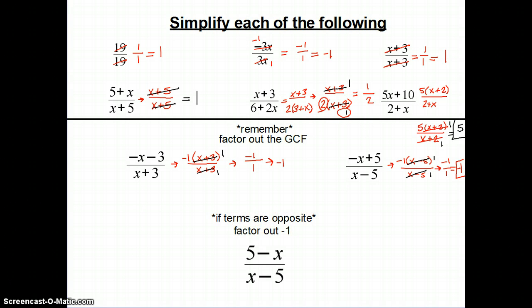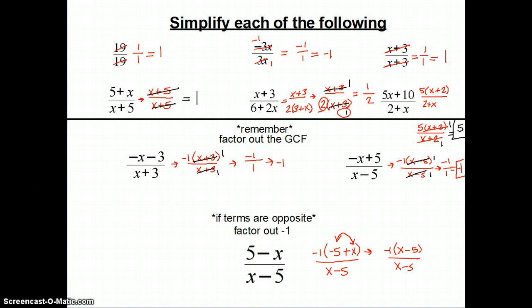If the terms are opposite, I'm going to factor out a negative 1, just like I did in the examples above. So factoring out a negative 1 from the top causes my 5 to become a negative 5, but my x becomes a positive x. Now I'm going to just rearrange these so that these terms, 5 and x, match the order of the denominator. When I rearrange them, I end up with negative 1 times positive x minus 5. So all I did is I switched the positions of these two terms. In the denominator, I have not touched anything, so I still have x minus 5.